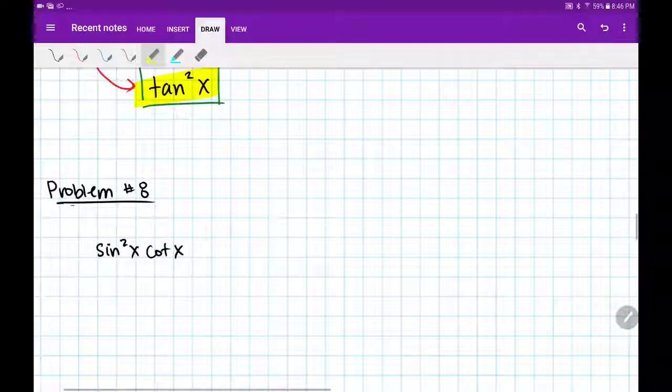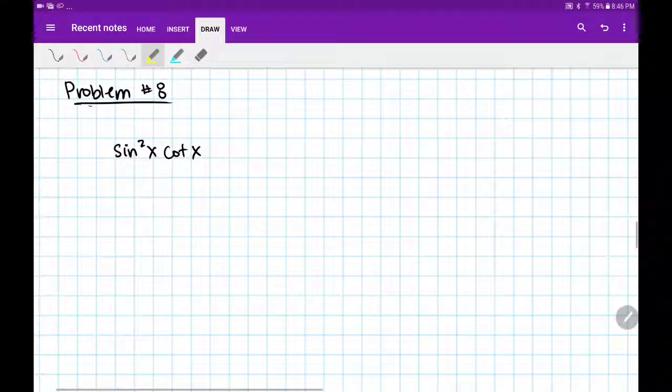All right, let's move on to number 8. So I've taken away all of the notes because I want you to get used to remembering these formulas. So if you're looking at this and you're stuck, I need you to remember the strategy of champions. Convert everything into what? Sine and cosine.